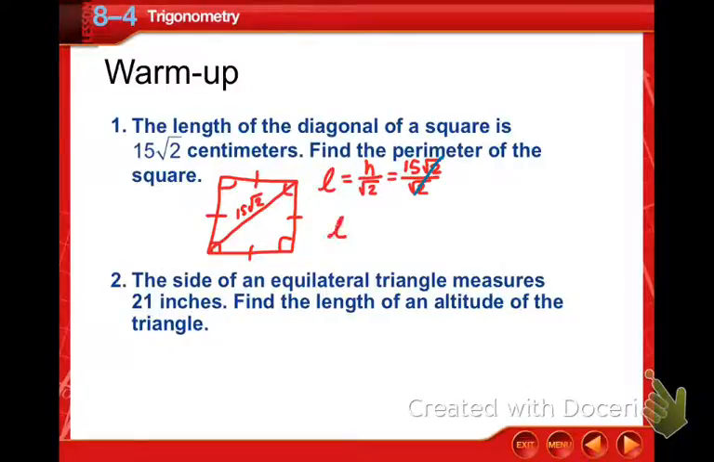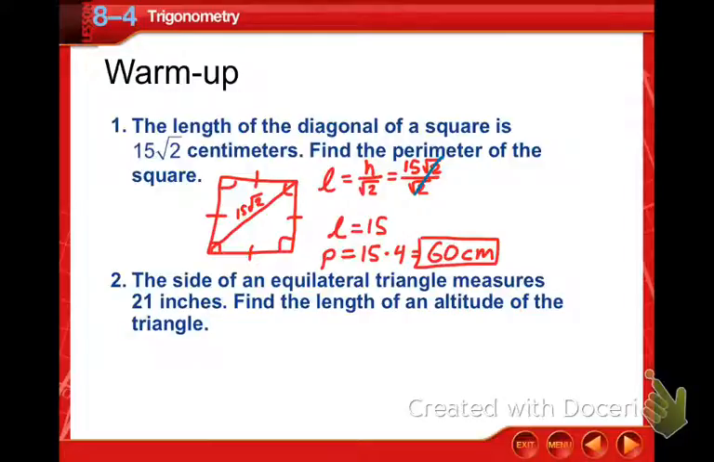So our leg is 15, and our perimeter is going to be equal to our leg times 4. Or you can add it 4 times if you want to, that works as well. So 15 times 4 comes out to be 60 centimeters. That's it.